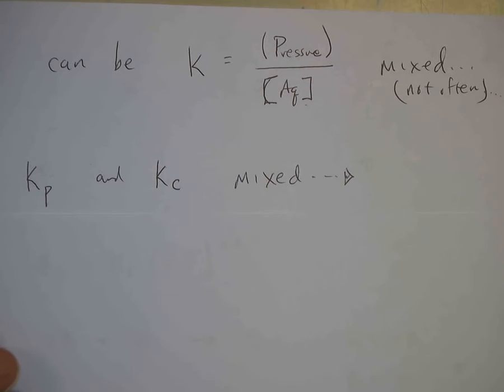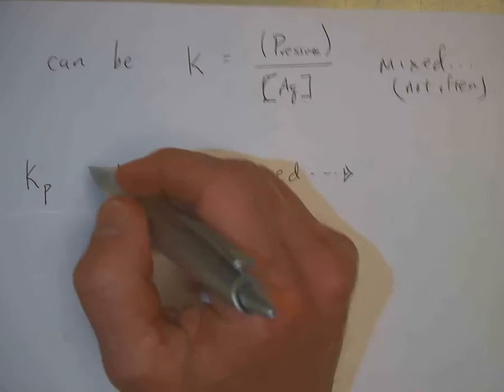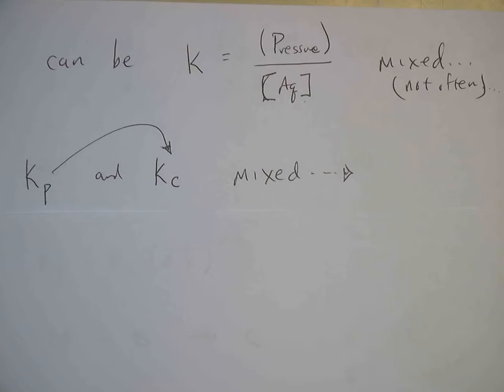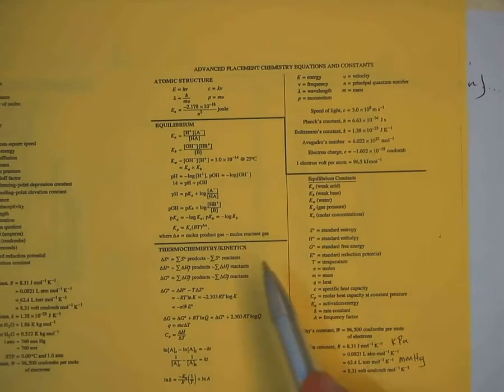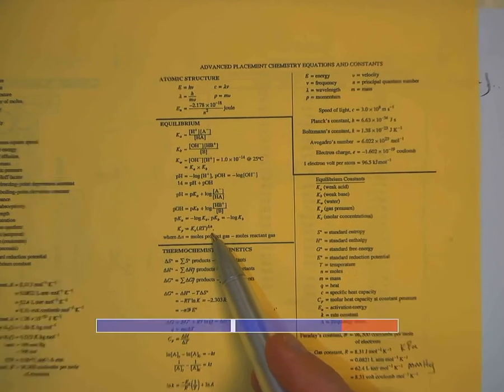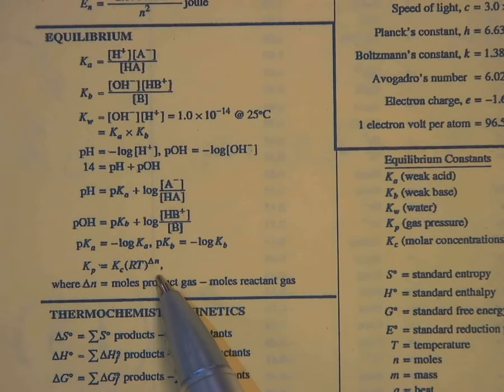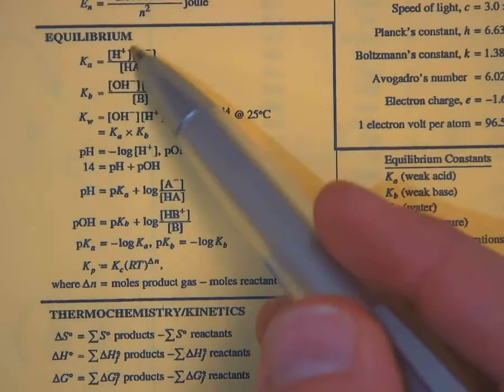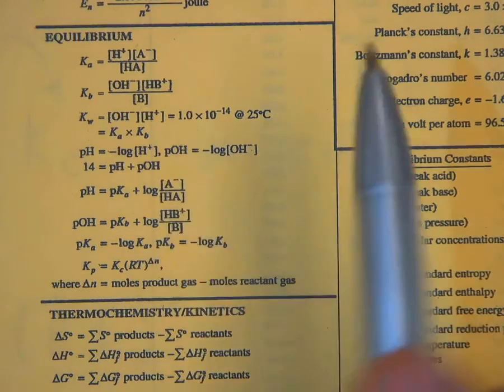Kp and Kc can be solved for from one another, though. So, for example, if you have an equilibrium constant written in terms of pressures and you want it instead written in terms of concentrations, you can use this equation. Kp is equal to Kc times RT to the delta n. This is given on the yellow periodic table right here. This equation is given to you in case you need it. It's underneath the equilibrium area where you find all your pH, your pKa, your Kw, Kb equations.